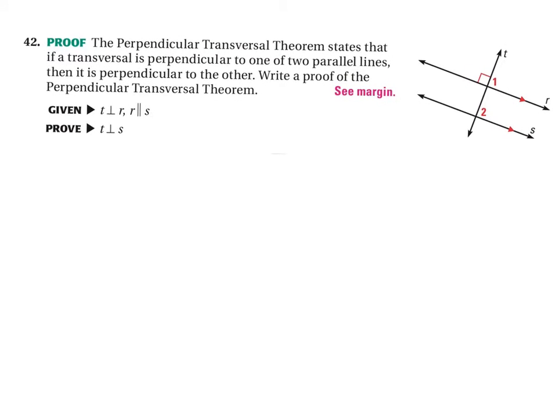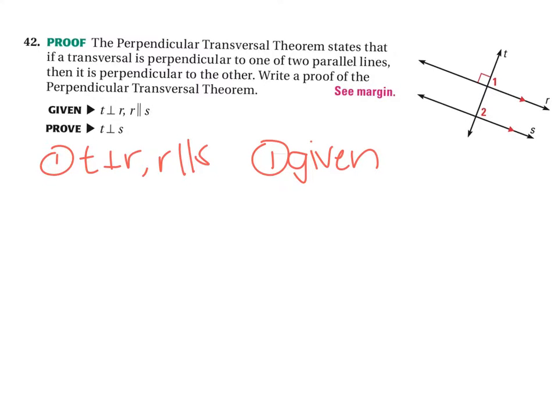So obviously I'm going to start where? With the given. So T is perpendicular to R, and I can write them both in one because it's the same reason. R is parallel to S. This is given. Okay, and I want to get that T is perpendicular to S. So how would I prove that something is perpendicular? How do I know it's perpendicular? What does perpendicular mean? There has to be 90 degrees. So I need to prove that angle 2 is 90 degrees, right? That's got to be where I would get to in order to prove that that's perpendicular.